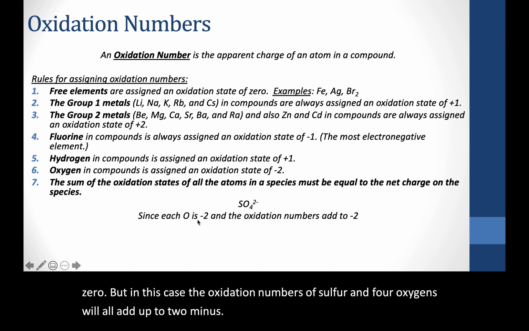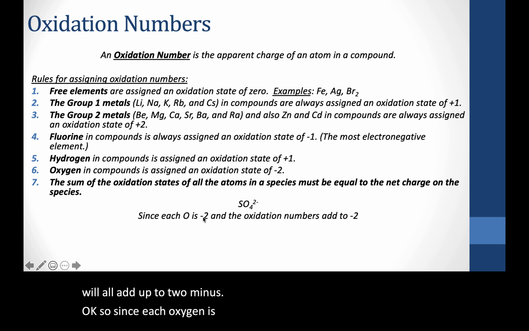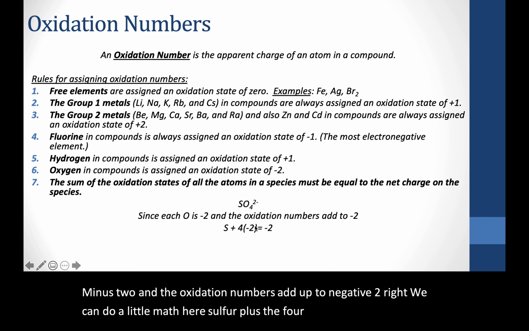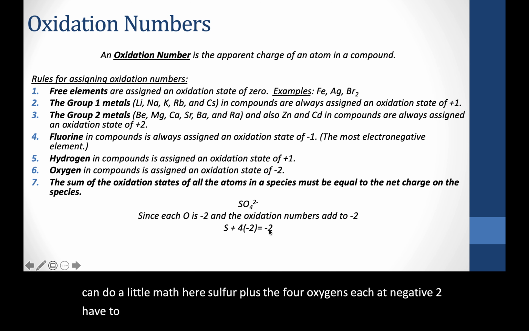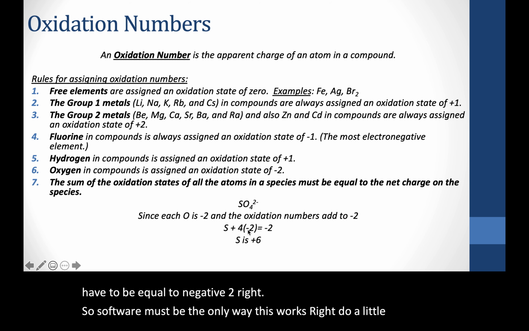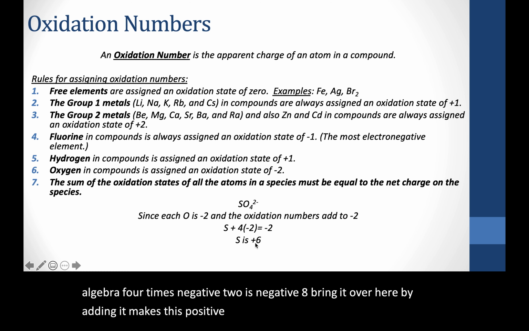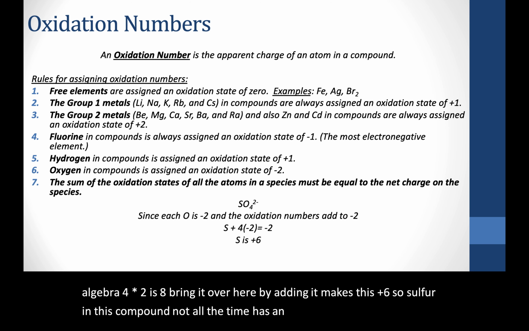So since each oxygen is minus 2, and the oxidation numbers add up to negative 2, we can do a little math here. Sulfur plus the 4 oxygens, each at negative 2, have to be equal to negative 2, right? So sulfur must be, the only way this works, a little quick algebra: 4 times negative 2 is negative 8. Bring it over here, by adding it, makes this positive 6. So sulfur in this compound, not all the time, has an oxidation state of plus 6.